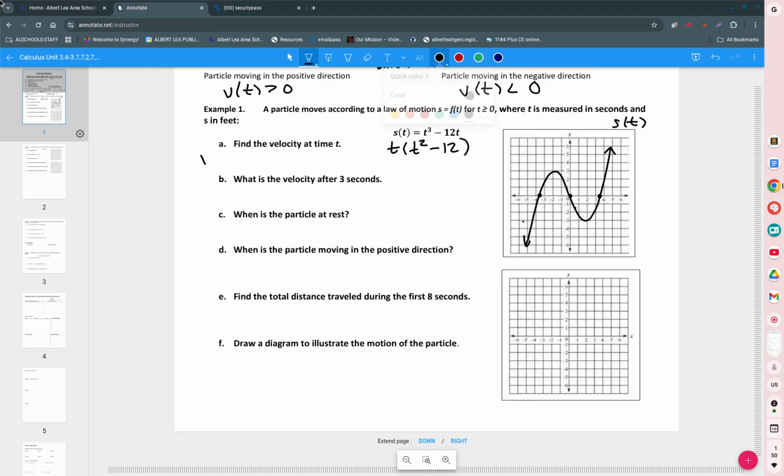Find the velocity at time t. This will be the first question on your test, after you list all the derivatives of all the different functions that we have. To find the velocity, we simply take the derivative. What is the derivative of t cubed minus 12t? 2t squared? Wait, what? 3t squared. 3t squared? Oh, wow. I took the derivative.